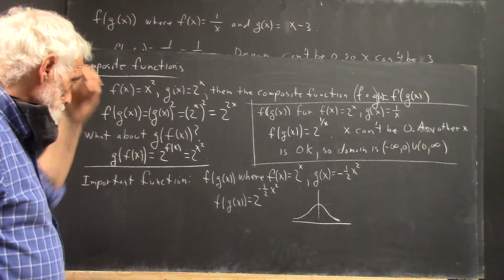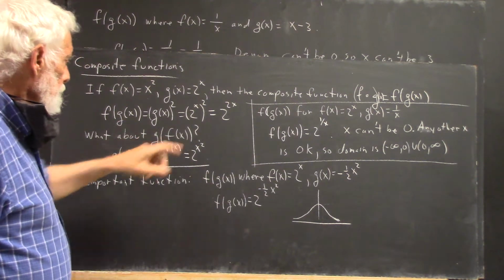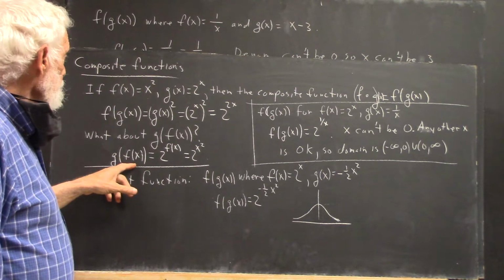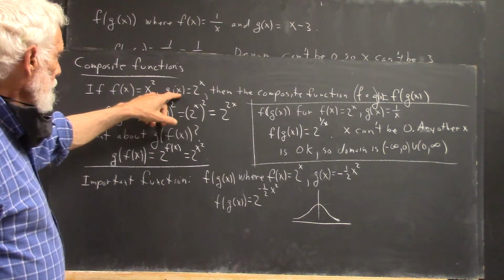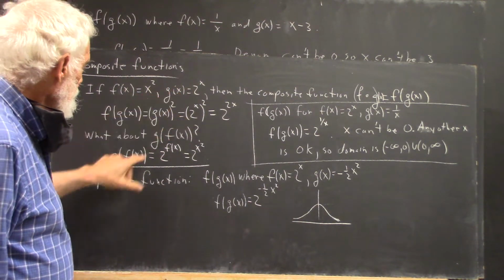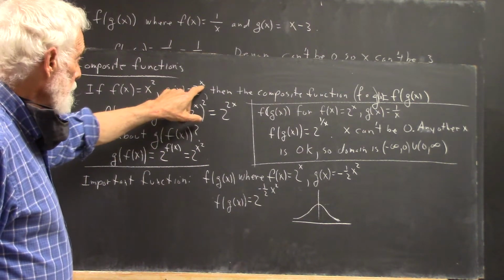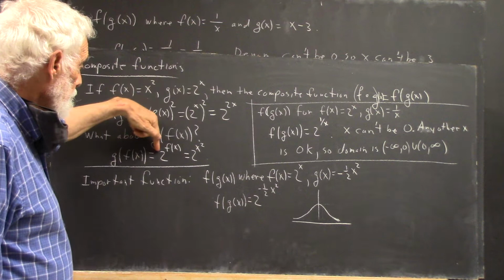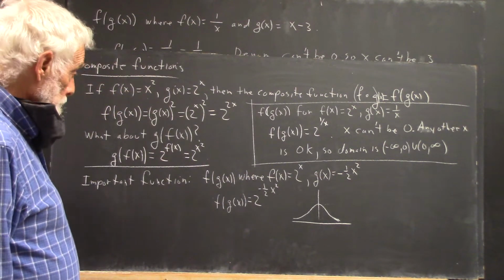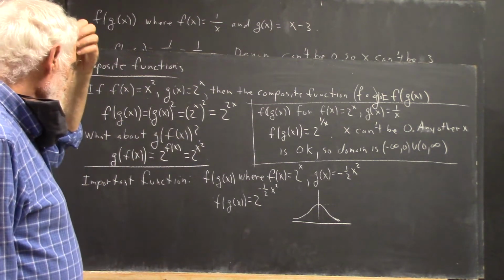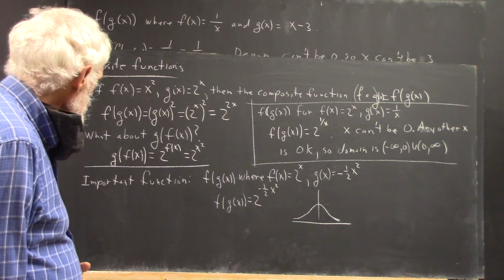Okay. Now what about g of f of x? Well, g of f of x means you've replaced x in the definition of g of x by f of x. So you replace this x by f of x, you're going to get 2 to the f of x, which is what I've written here. And then, of course, since f of x is x squared, this is 2 raised to the x squared.